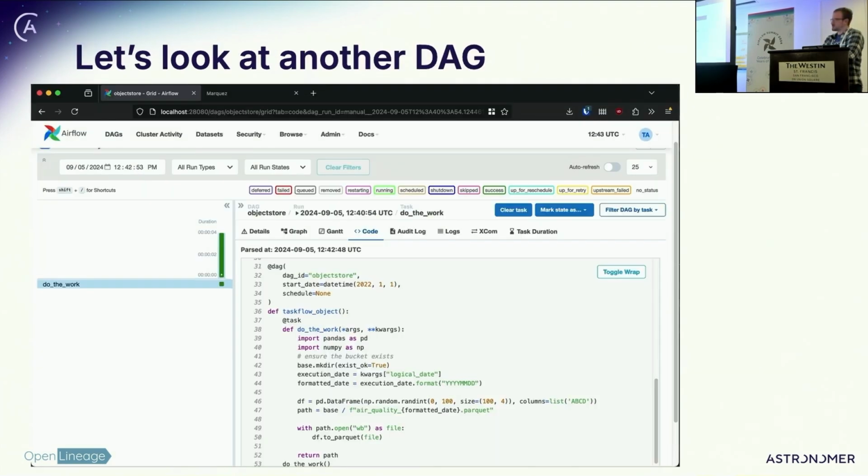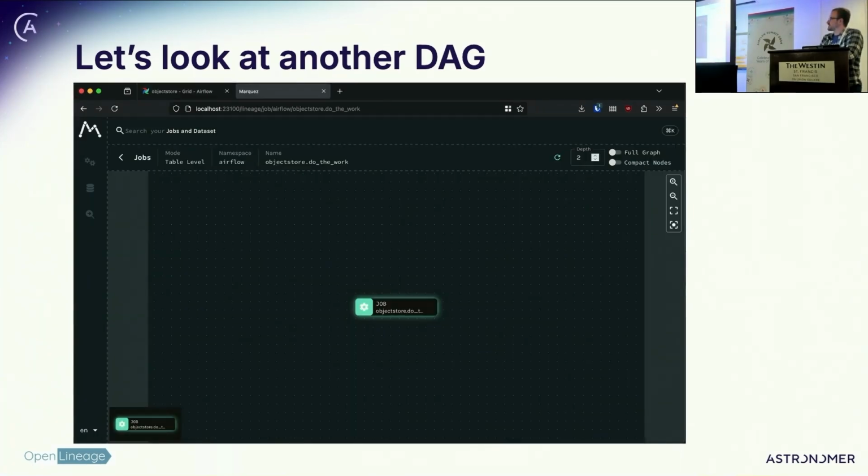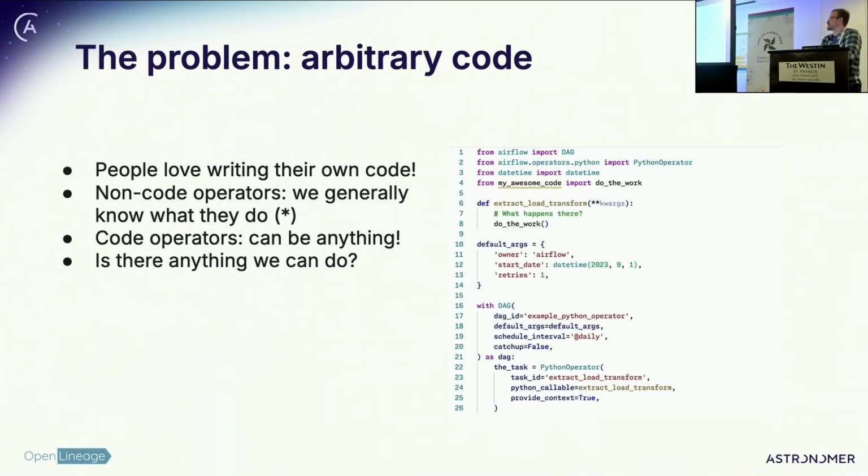Let's look at what happens if you run something like this. This is object storage in Airflow 2.9. We run it and we just see there's a job, right? There's no lineage. Okay, that sucks.